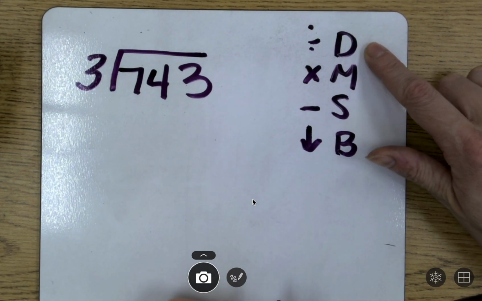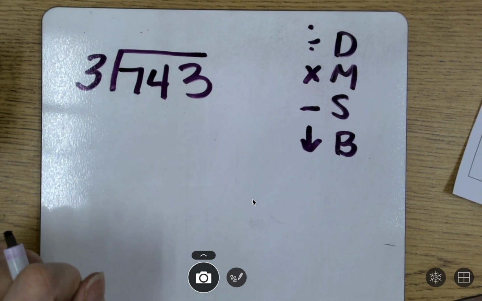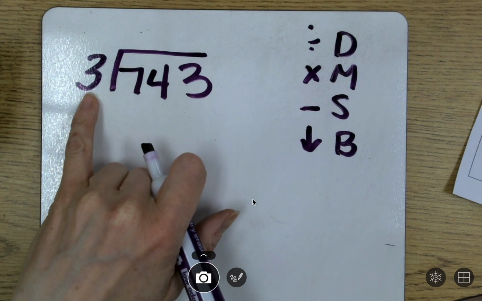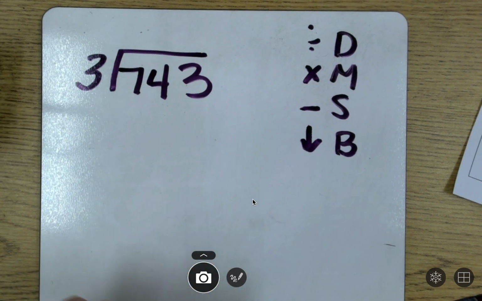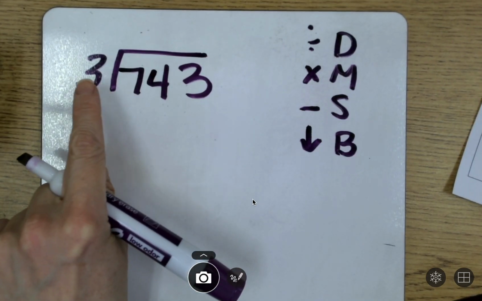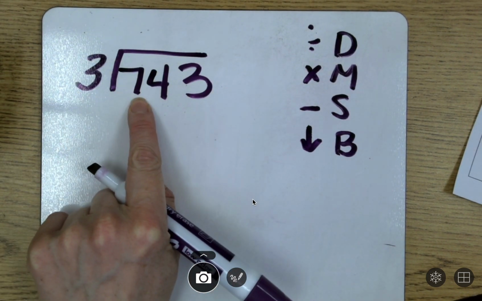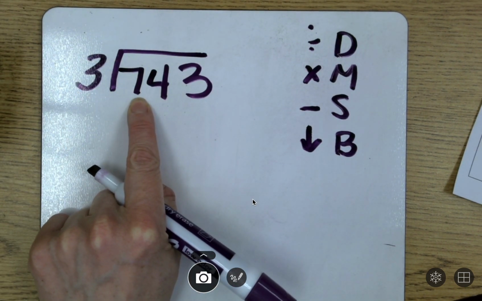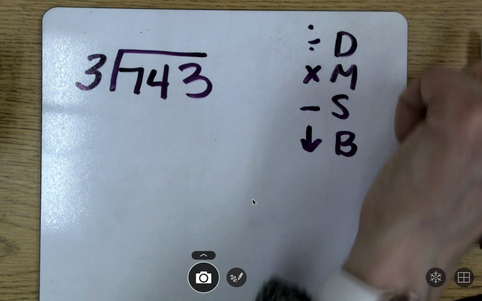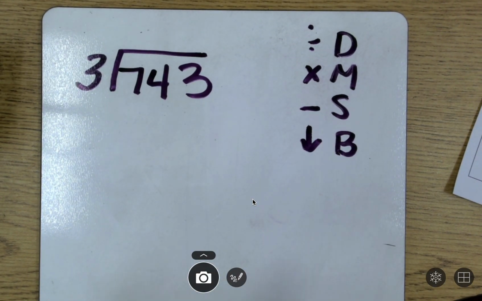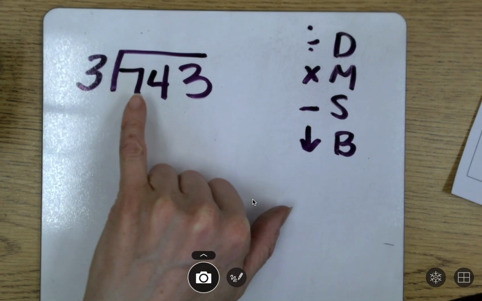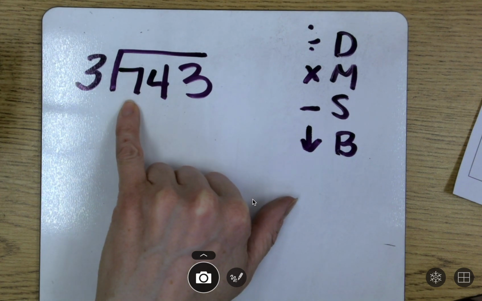So we go to our first step on our list and we ask ourselves, does the 3 go into the 7? Yes, if I wear a size 3 shoe, I can definitely fit into a size 7. It'll be big, but I can definitely get my foot in there. So now we have to figure out how many times 3 goes into 7. So we're going to skip count.